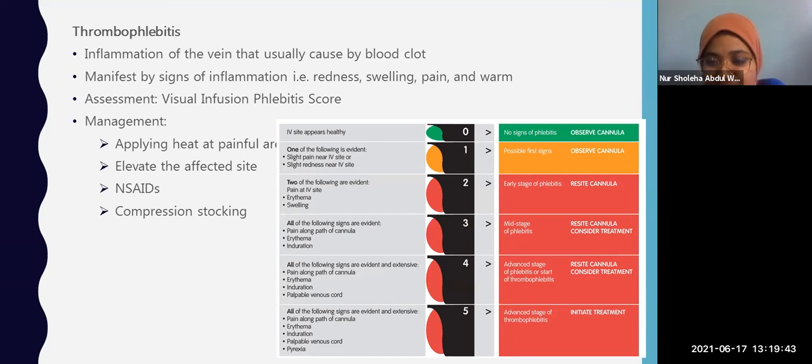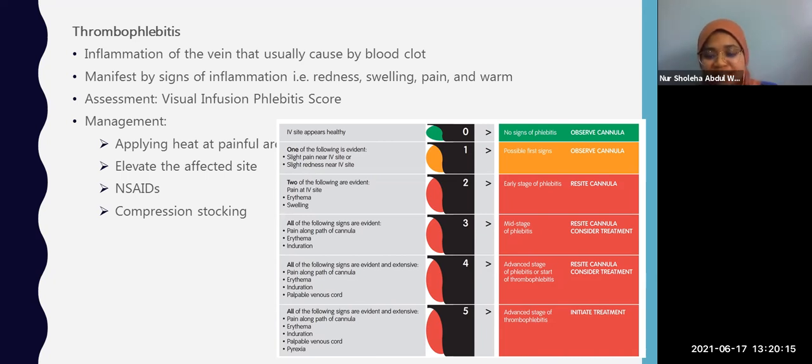So we need to grade the inflammation. There are 5 grades. Generally, how we manage thrombophlebitis is: first, we apply heat at the painful area. Second, we elevate the affected limb in order to reduce the swelling. Then we give NSAID in order to relieve the pain. And lastly, we compress the site. For example, if the site of thrombophlebitis is at the leg, then we can use a compression bandage. I think that's all about the IV cannulation.